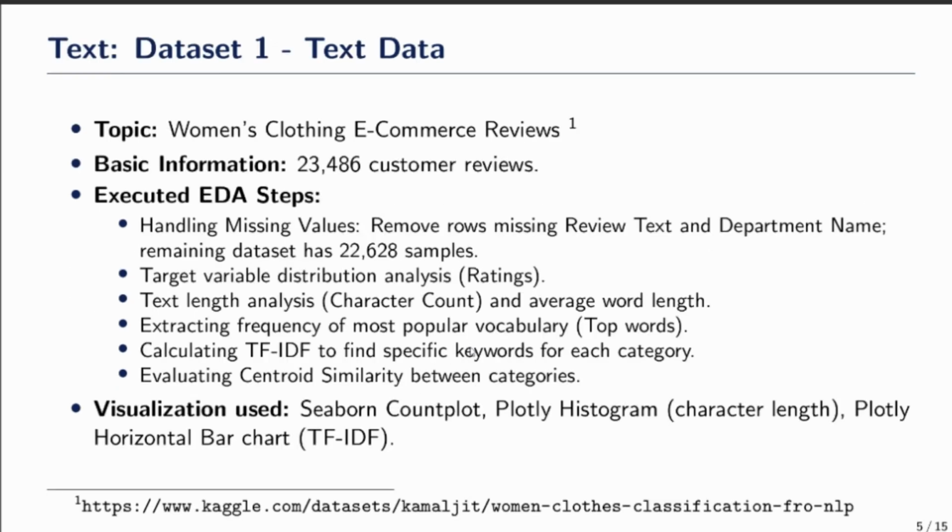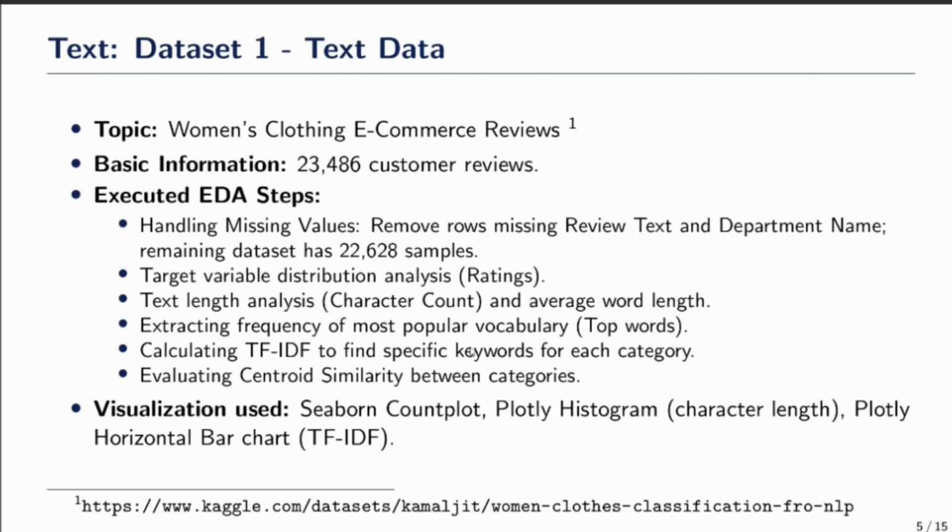For text data, I'm choosing the dataset Women's Clothing E-Commerce Reviews, which has over 23,000 customer reviews. When executing EDA, I'm handling missing values by removing missing review texts and department names. The remaining dataset has over 22,000 samples. Then there's target variable distribution analysis, looking at ratings, and text length range analysis and average word count.